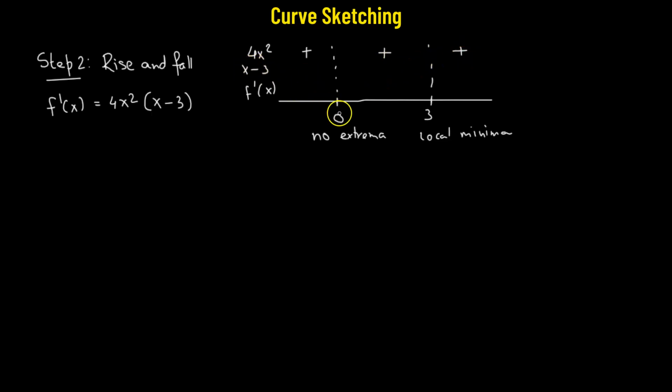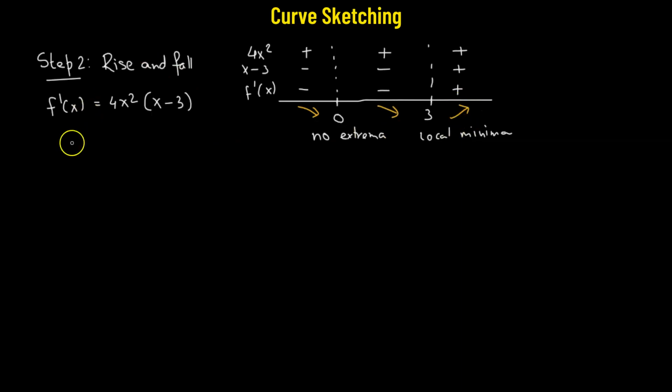For x minus 3, we consider values less than 0. Let's say if we take negative 1, this will be negative. For values lying between 0 and 3, this is also going to be negative. For values greater than 3, we'll have a positive sign for x minus 3. So the product will be, positive times negative is negative, positive times negative is negative, and positive times positive is positive. This means that for values less than 0, we have a decreasing function. Between 0 and 3, we have a decreasing function. For values greater than 3, we have an increasing function.